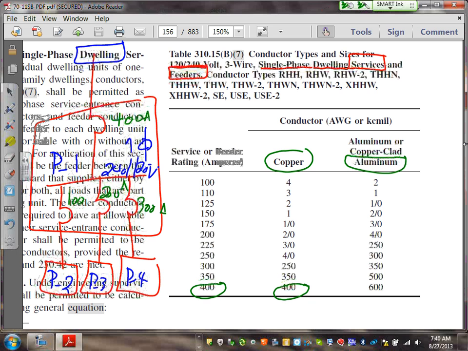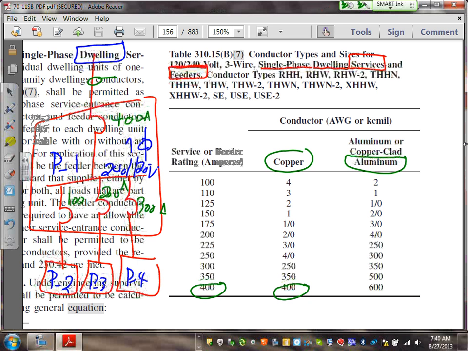In the U.S., we size conductors based on kcm, 1,000 circular mils. They call it circular mil, and it represents the cross-sectional area of the conductor. Okay, so when I say kcm, you understand what kcm is. Awesome. After 4-aught AWG, American wire gauge, it starts going into kcm. Cool. So 400 kcm.